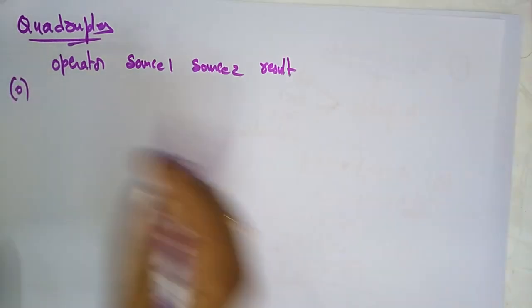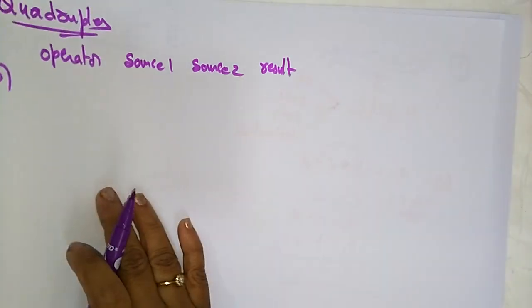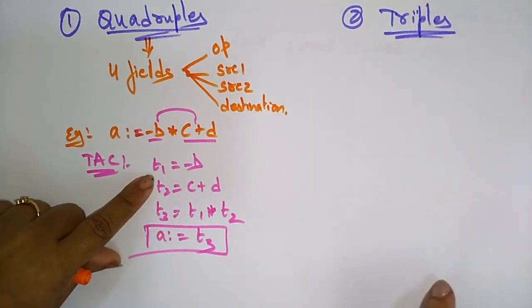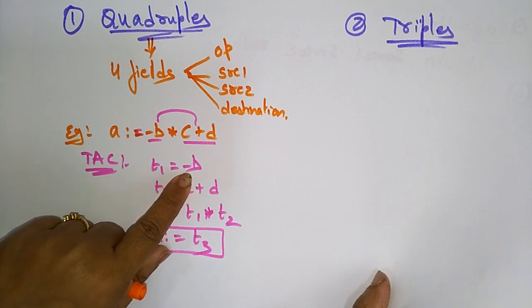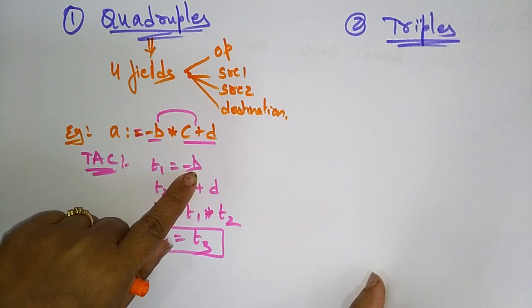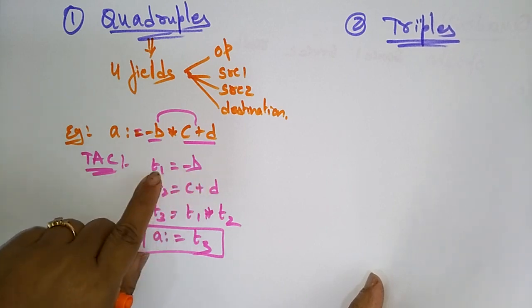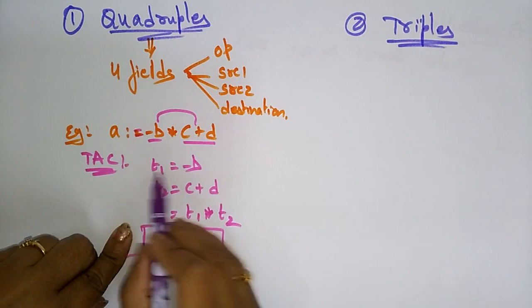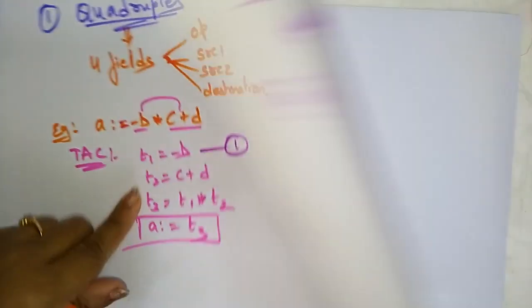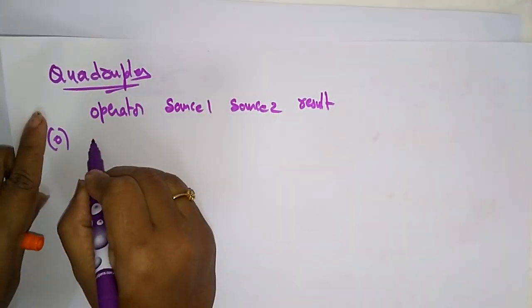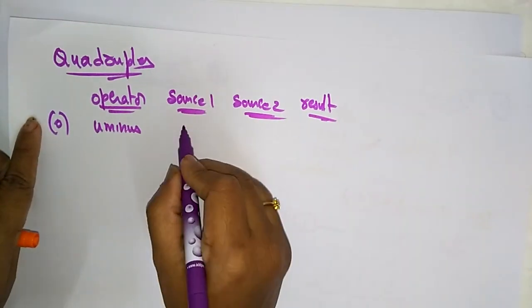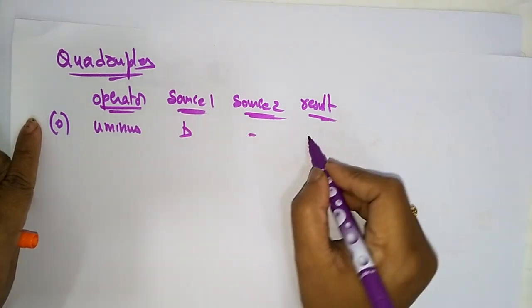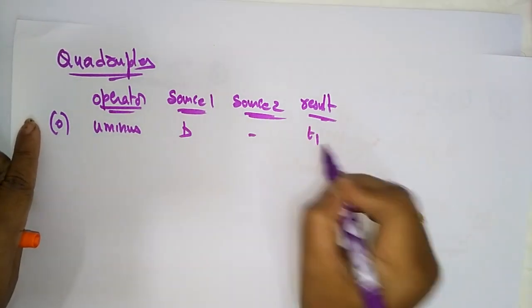So the first reference 0. So just check these productions. First, the operator is minus B. So minus is the operator and the source 1 is B. There is no source 2 and the destination is T1. So just take the first production. The first production is unary minus and the source is B. There is no source 2 and the result will be T1.